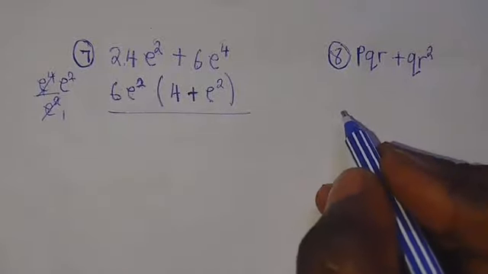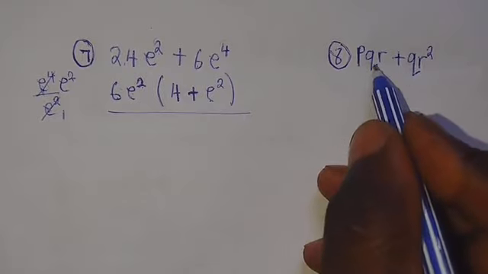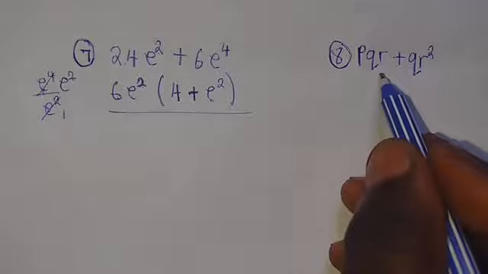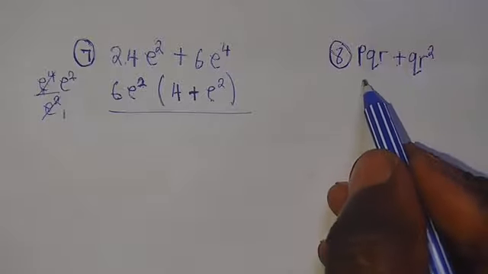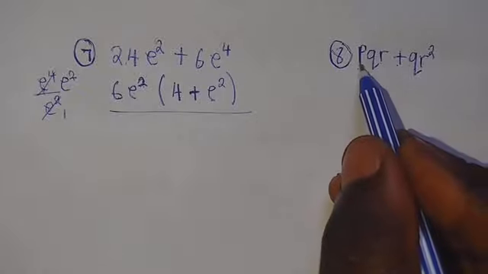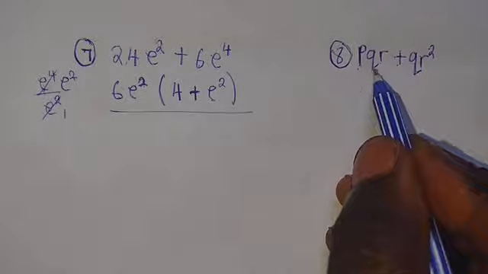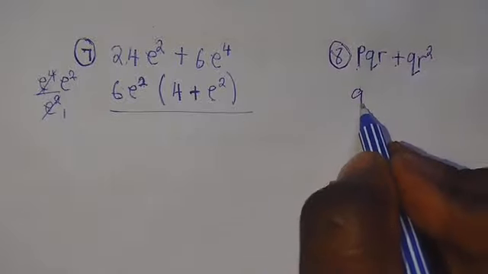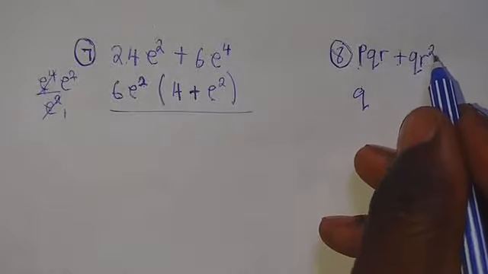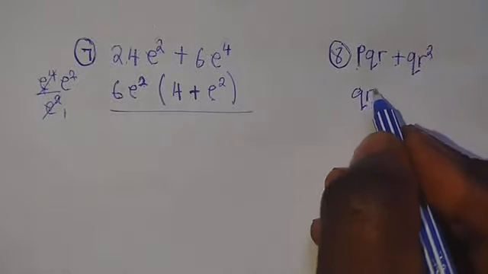We come to our 8th question, where we have PQR plus QR squared. So we need to factorize this one by finding the highest common factor. Here we have a P. We don't have a P this side, so P won't be the common factor. We have Q here, even here we have Q. So Q will be factored out. We have R, even here we have R power 2. So R is also a common factor.